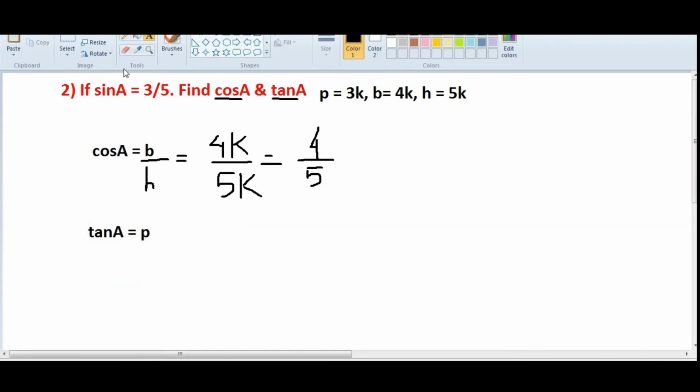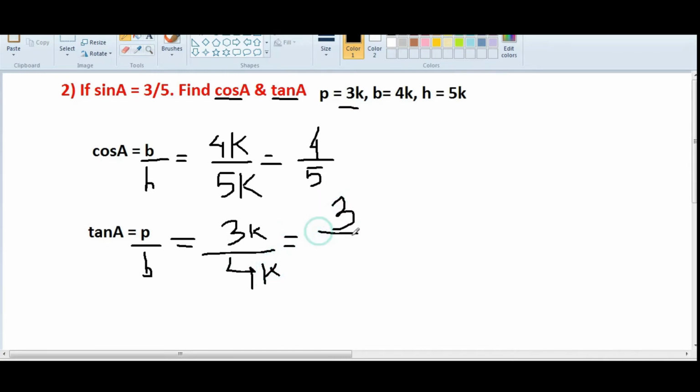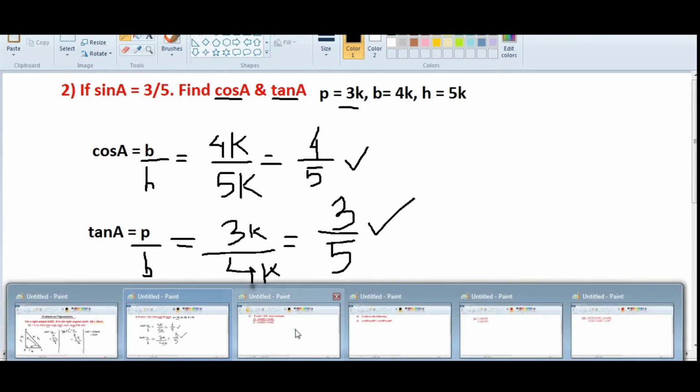Similarly we can find tan A, which is equal to perpendicular by base. So what's the value of perpendicular? It's 3K and base is 4K. So its value will be 3 by 4, and that is our answer, this one and this one. So it was a very easy sum, and now let us move to the next sum.